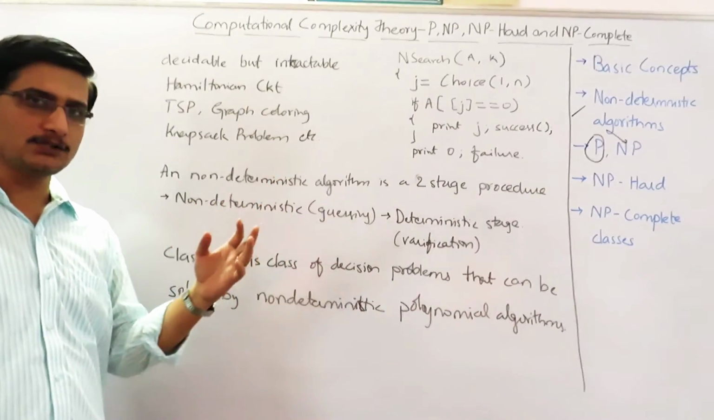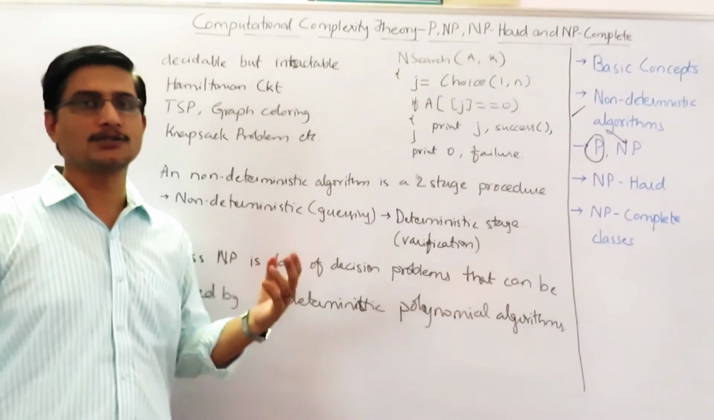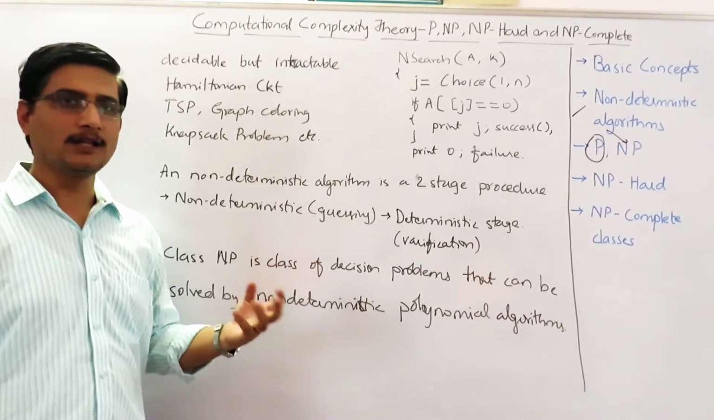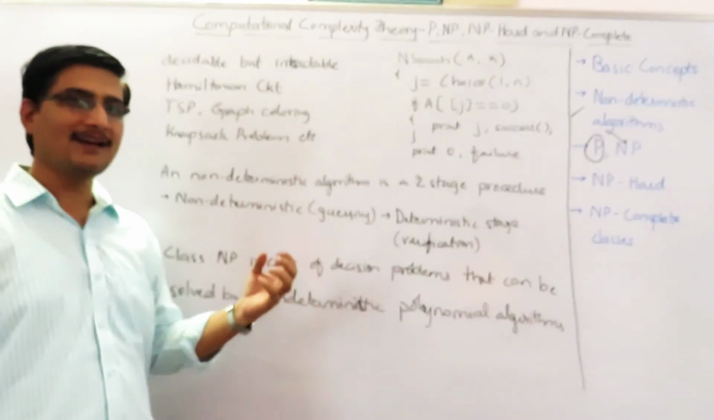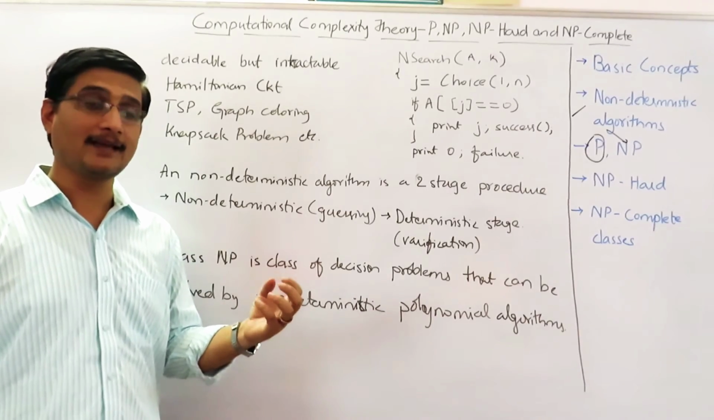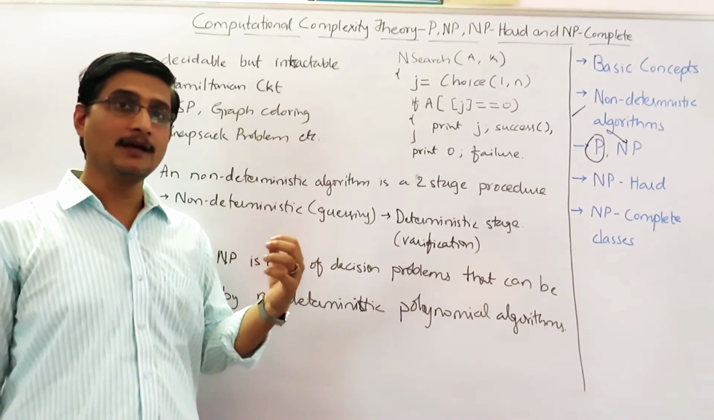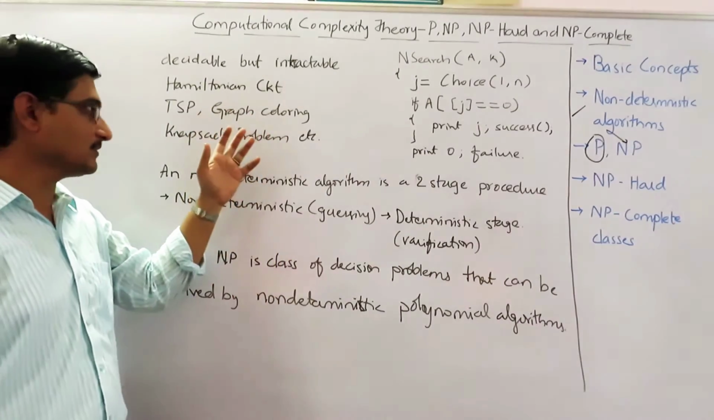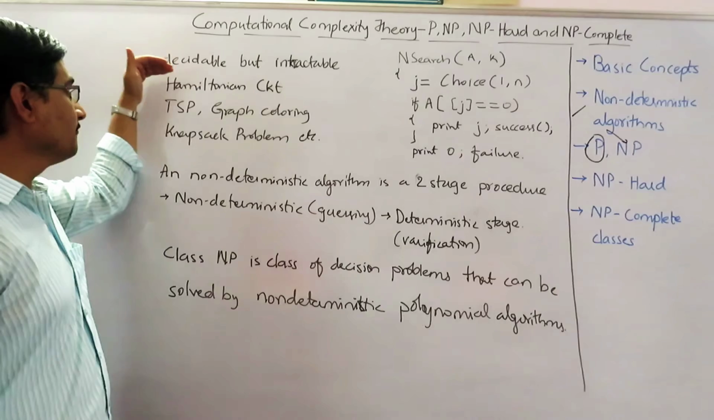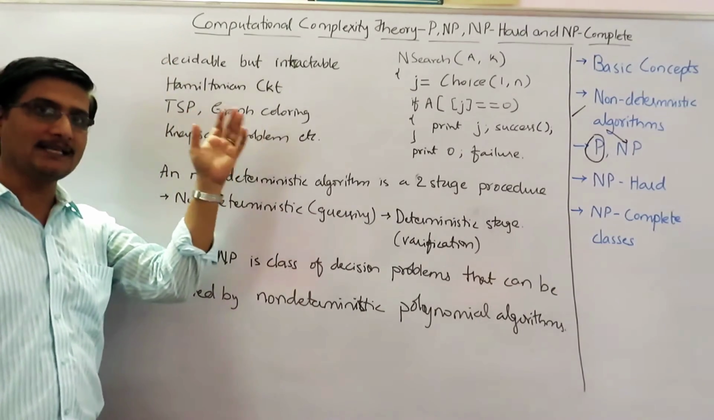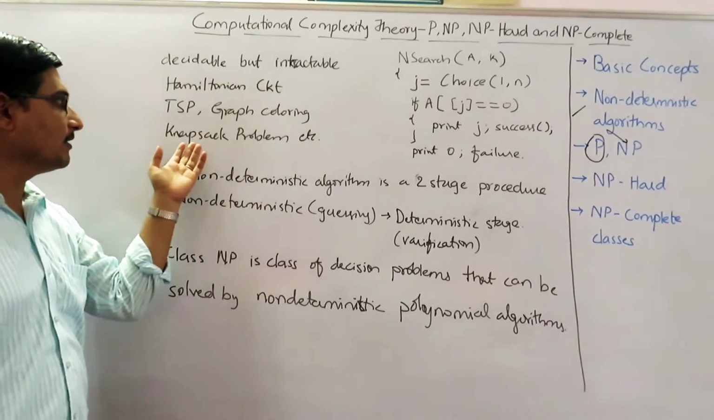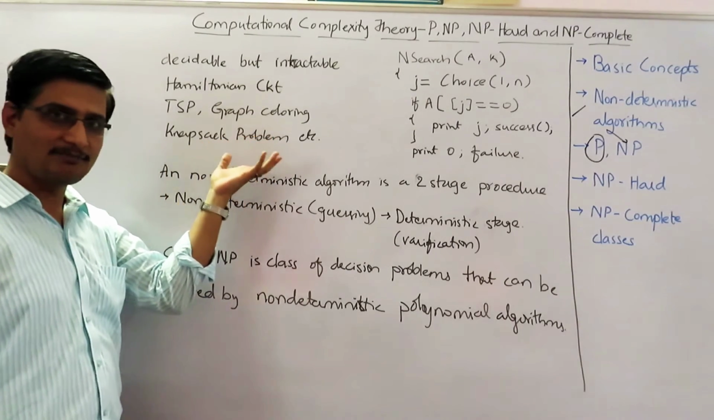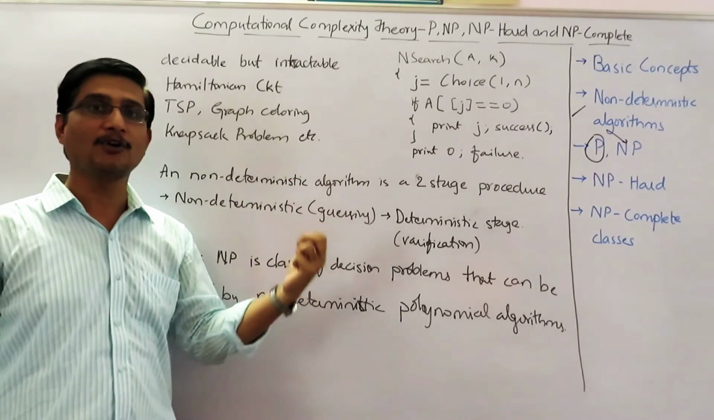Whatever we have discussed so long, like binary search, merge sort, insertion sort, all the spanning tree algorithms, they are decidable and tractable, and they can be solved by a deterministic algorithm in polynomial time. But there are some problems which we have already discussed in the previous classes, like Hamiltonian circuit, traveling salesman problem, graph coloring problem, knapsack problem. All these are still decision problems, but they cannot be solved in polynomial time.